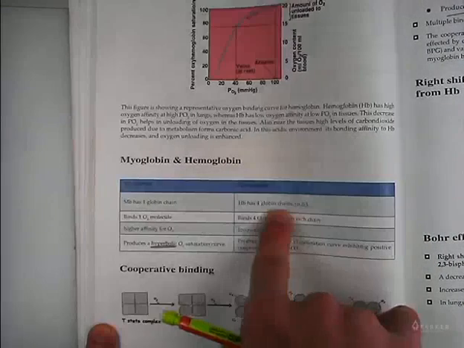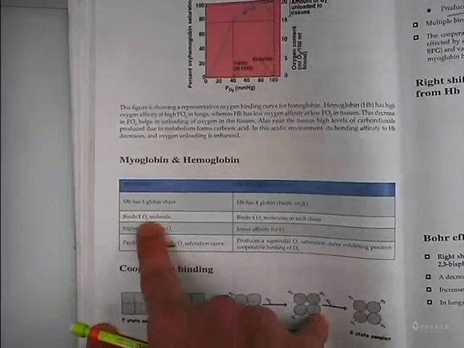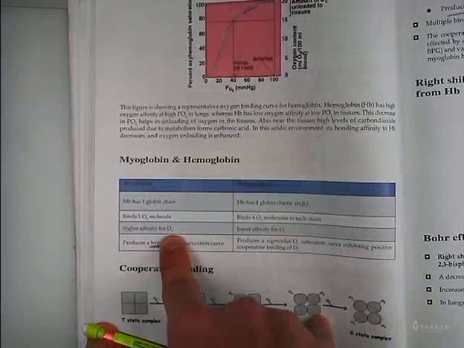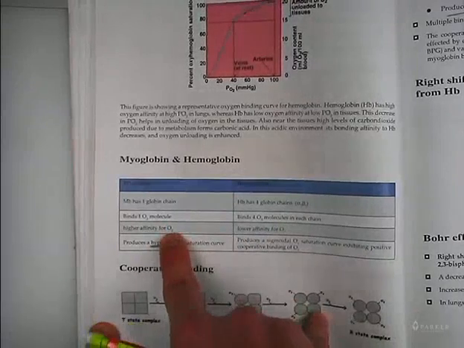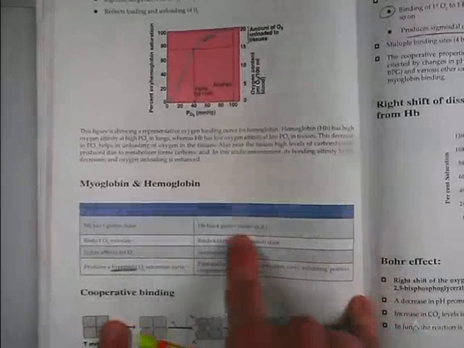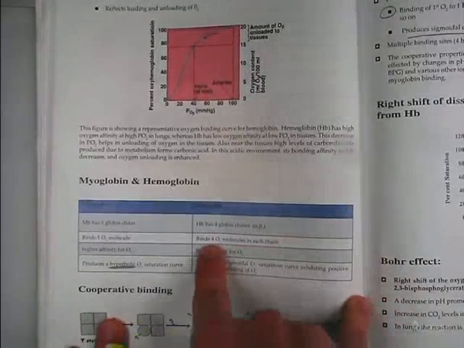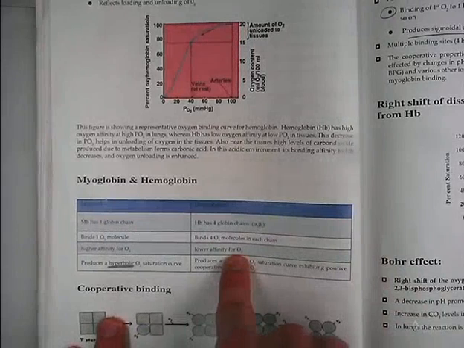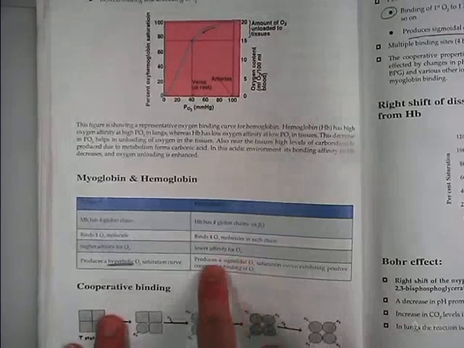Myoglobin, one globin chain, binds only one oxygen. It's got a higher affinity because it's storing it. It doesn't want to give it away, it wants to keep it. So high affinity for oxygen, myoglobin, and produces a hyperbolic curve. Whereas hemoglobin, there's 4 chains, so it can bind 4 O2 molecules, lower affinity for oxygen because it's got to get rid of it at the tissues once it gets there, and produces a sigmoidal, that S curve.